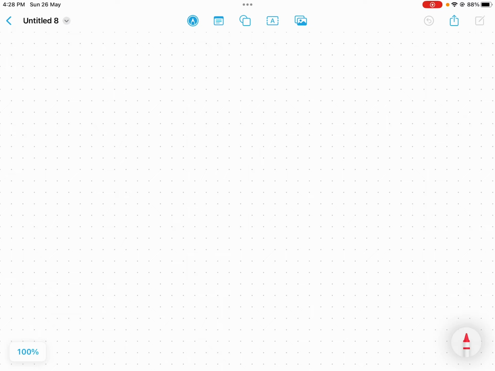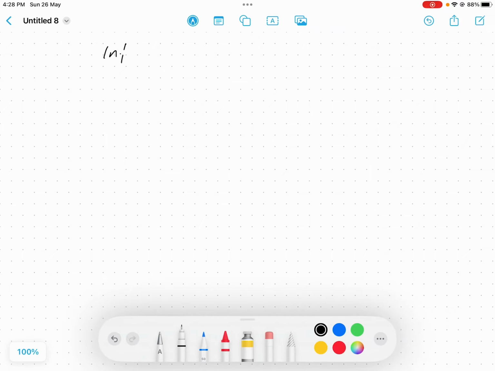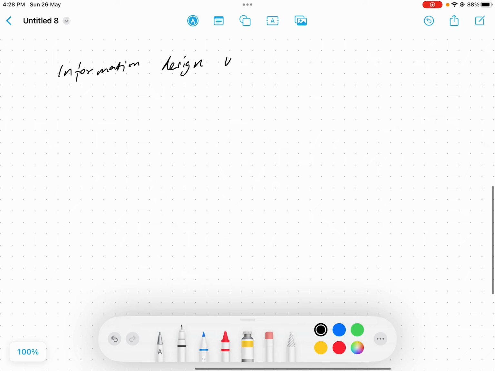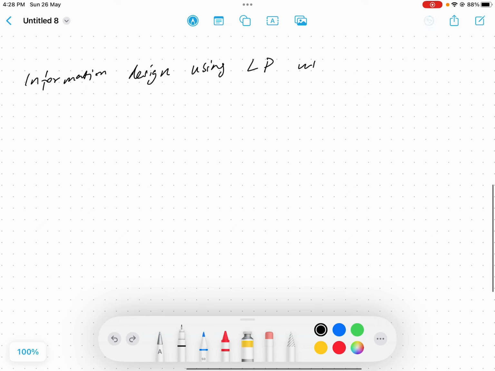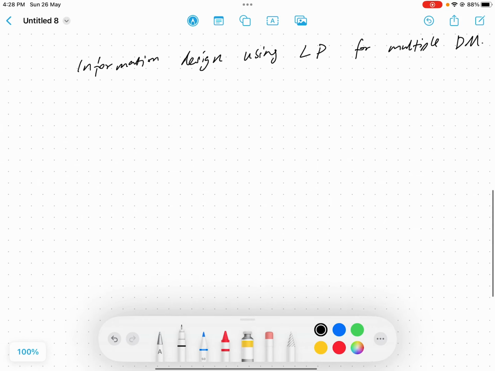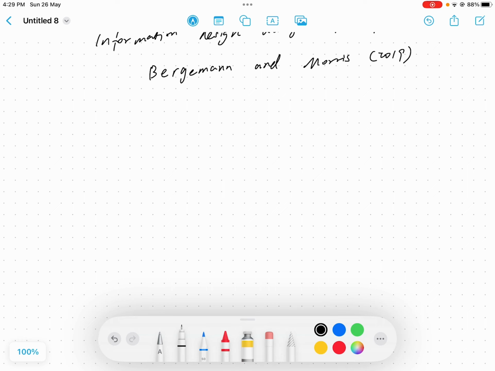Okay, so let's do that. Information design using the linear programming for multiple decision makers problem. Okay, so this example is taken from the paper we mentioned previously, Bergemann and Morris, 2019. Okay, so this game is called, in our paper, the investment game.